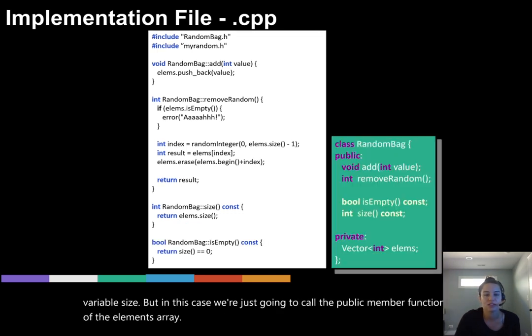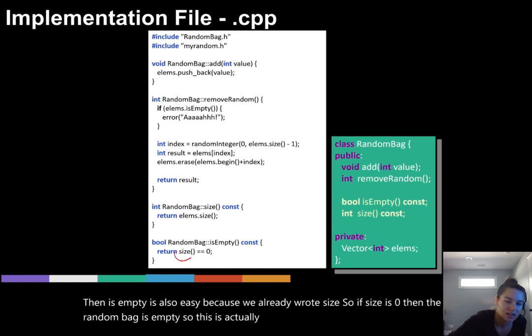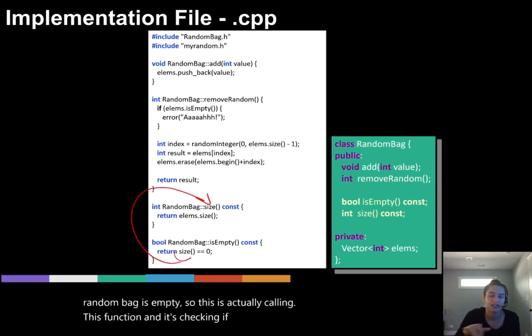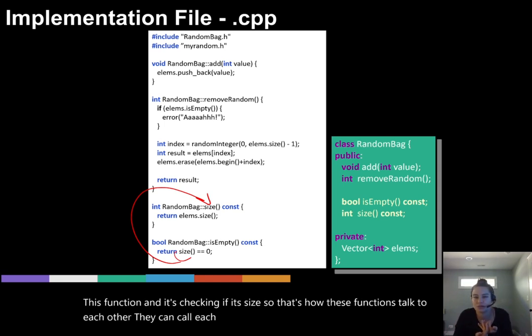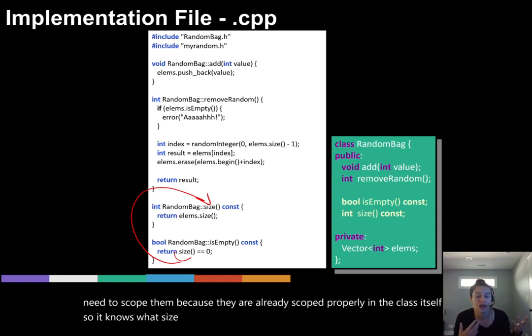And then isEmpty is also easy because we already wrote size. So if size is 0, then the random bag is empty. So this is actually calling this function, and it's checking its size. So that's how these functions talk to each other. They can call each other inside of the implementation. And you don't need to scope them because they are already scoped properly in the class itself. So it knows what size you're talking about and knows which element vector you're talking about.